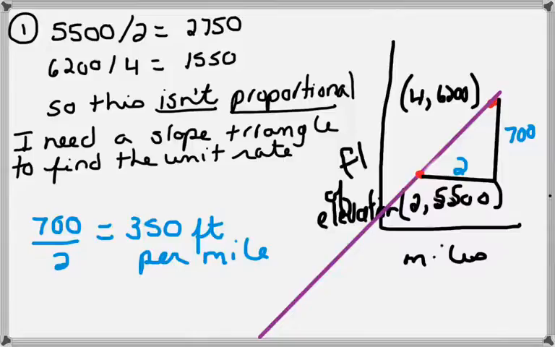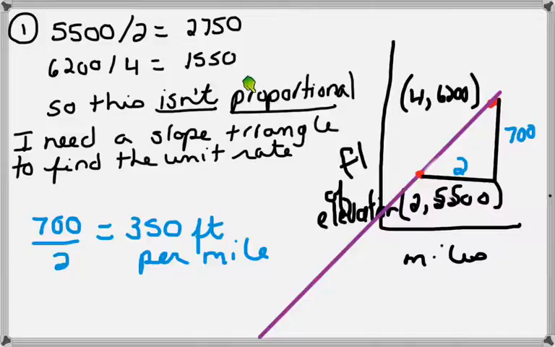Now, the first question is asking me how many feet does the elevation increase per mile, which means it's asking me for a unit rate. So I tried doing 5,500, the y, divided by 2, the x, and I got this. And then I tried doing 6,200, which is the y for the second ordered pair, divided by 4, the x, and I got this. Because I did not get the same answer each time, I know this isn't proportional.